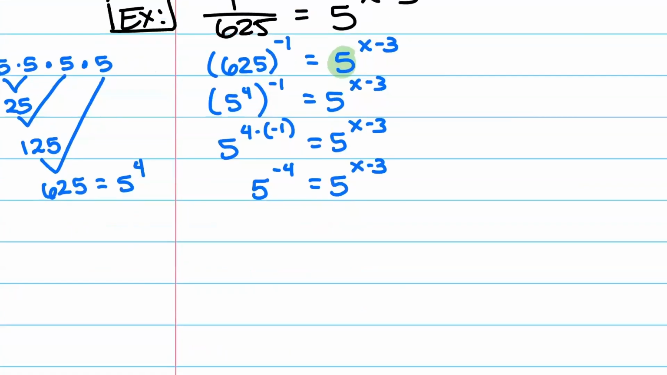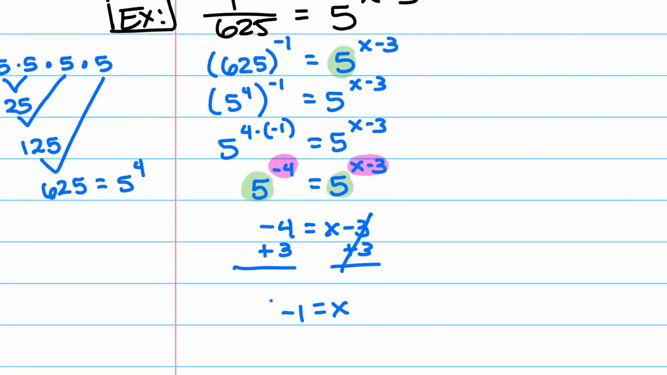All right, I got these bases to match up. I know that this 5 matches up with this 5. That must mean that this negative 4 matches up with this x minus 3. I get to say that negative 4 is equal to x minus 3. And when we add 3 to both sides, I get x is equal to negative 1.